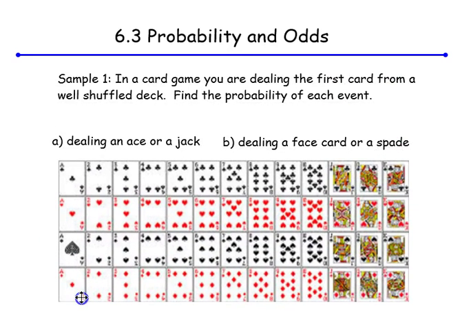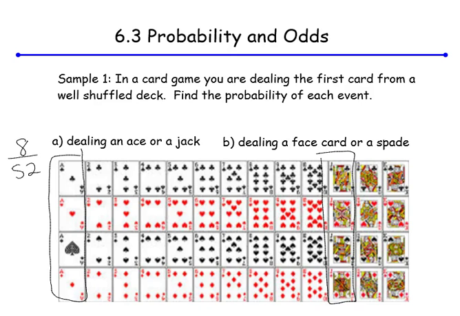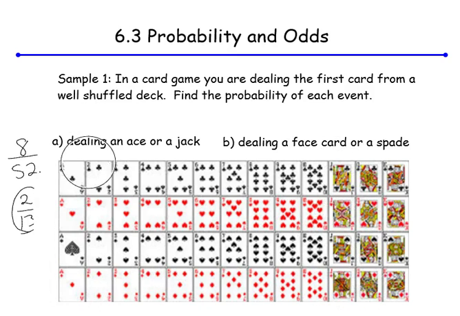Here we have our deck of cards. So we've got all of these aces here, and then we have all of the jacks here. So there are 1, 2, 3, 4, 5, 6, 7, 8 favorable outcomes out of the 52 cards. So the probability of drawing an ace or a jack is 8 out of 52, which simplifies to 2 out of 13. Then we want to look at the probability of dealing a face card or a spade.